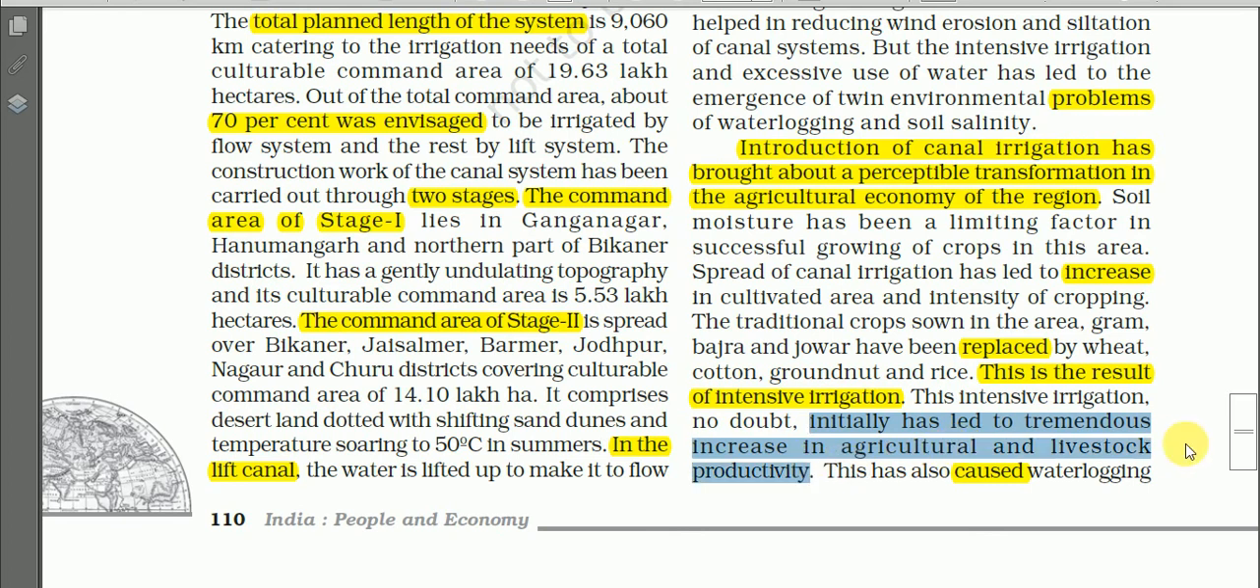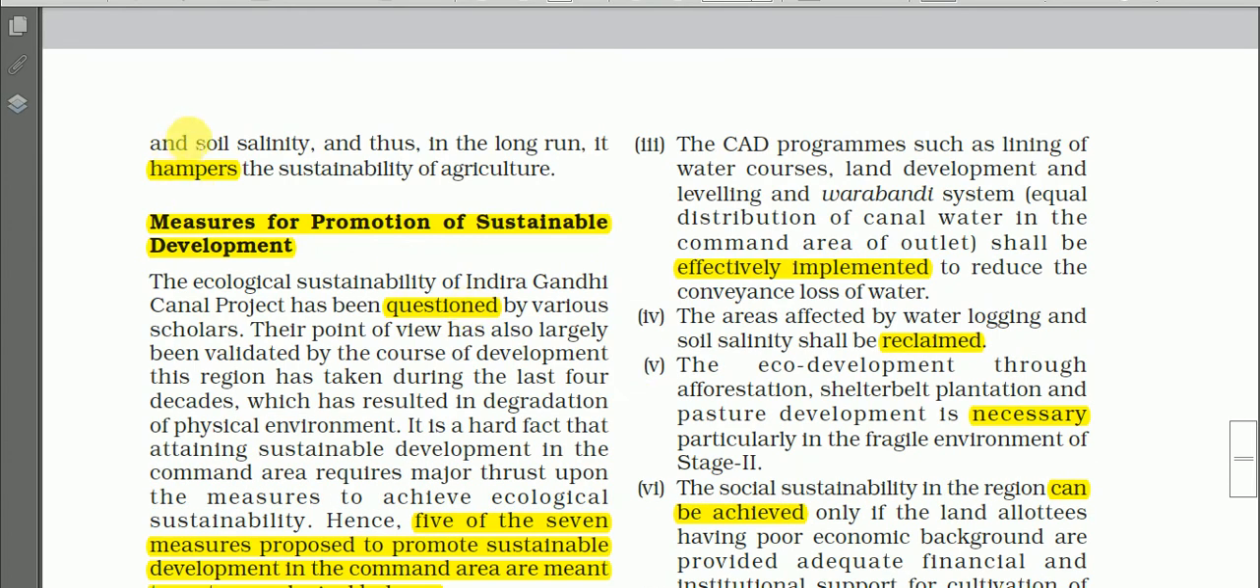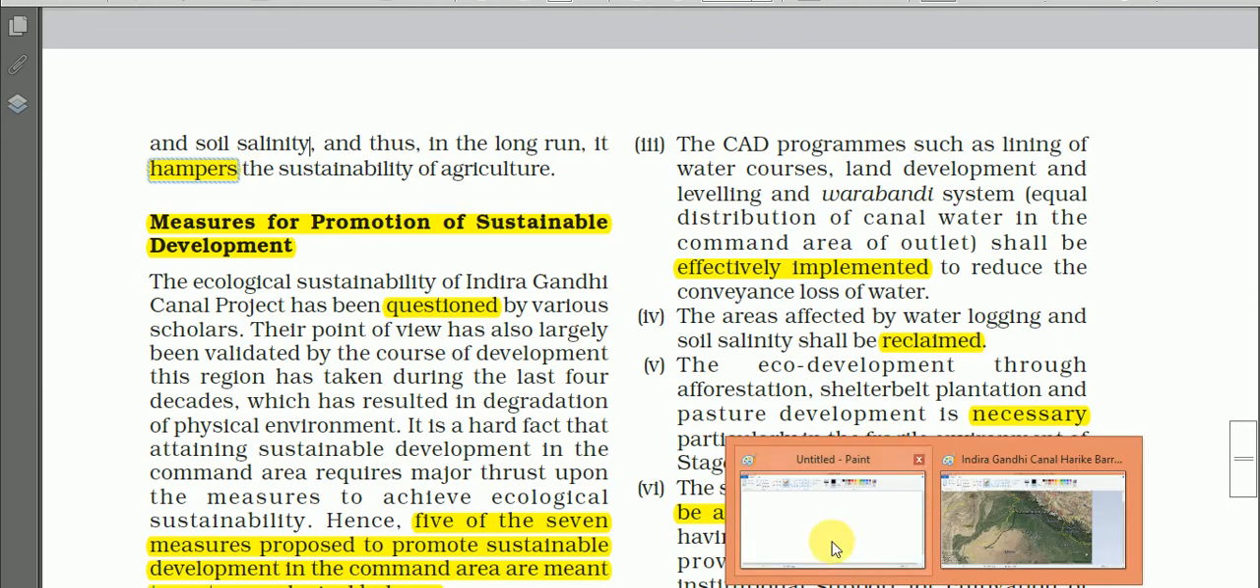So initially, in the beginning, this canal irrigation led to a tremendous increase in the agricultural and livestock productivity, but this canal irrigation has also caused the twin environmental problems of waterlogging and soil salinity, and thus in the long run it hampers the sustainability of agriculture.